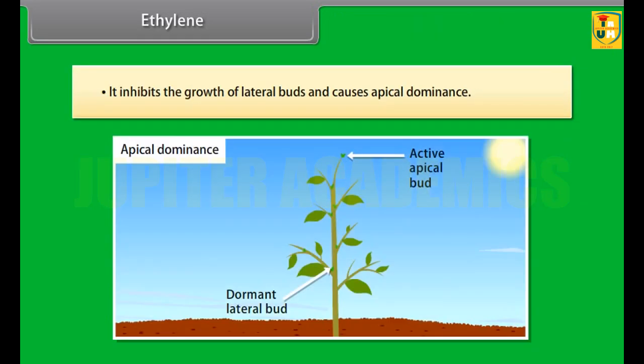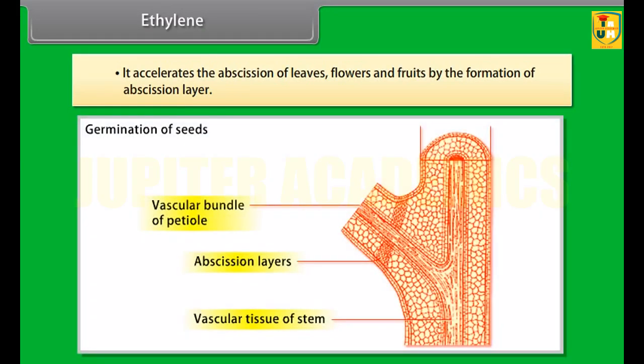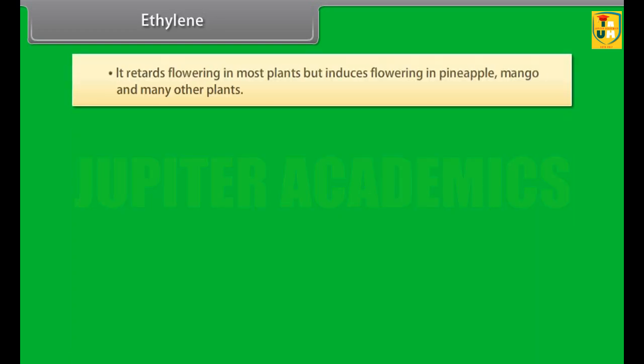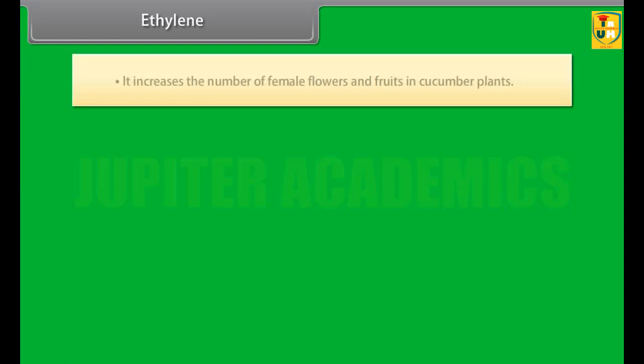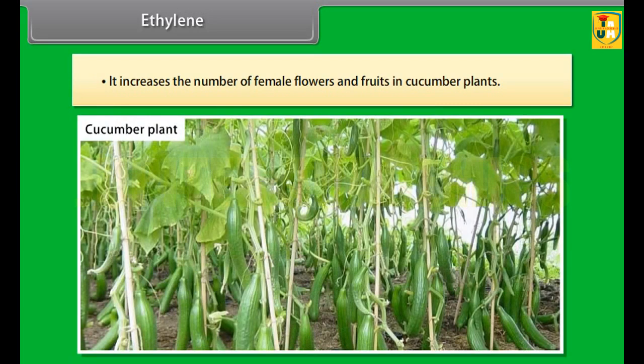It inhibits the growth of lateral buds and causes apical dominance. It accelerates the abscission of leaves, flowers, and fruits by formation of the abscission layer. It retards flowering in most plants but induces flowering in pineapple, mango, and many other plants. It increases the number of female flowers and fruits in cucumber plants.